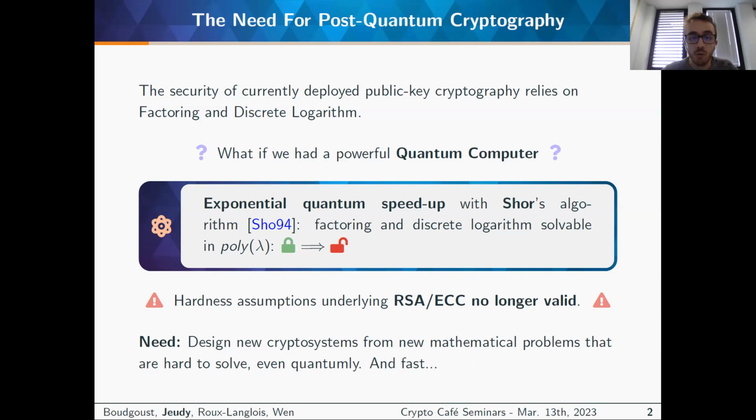It provides an exponential quantum speedup as opposed to what we know right now using classical computers, where our best algorithms are exponentially complex. Here, it would be able to solve it in polynomial time, meaning that the hardness assumptions that underlie, let's say, RSA and elliptic curve cryptography, so all of the public key crypto deployed today, would no longer be valid in a quantum world. So we need to provide new assumptions and design new cryptosystems based on these assumptions. Those mathematical problems should be hard, even quantumly. So they should withstand those quantum algorithms that might be invented in the future.